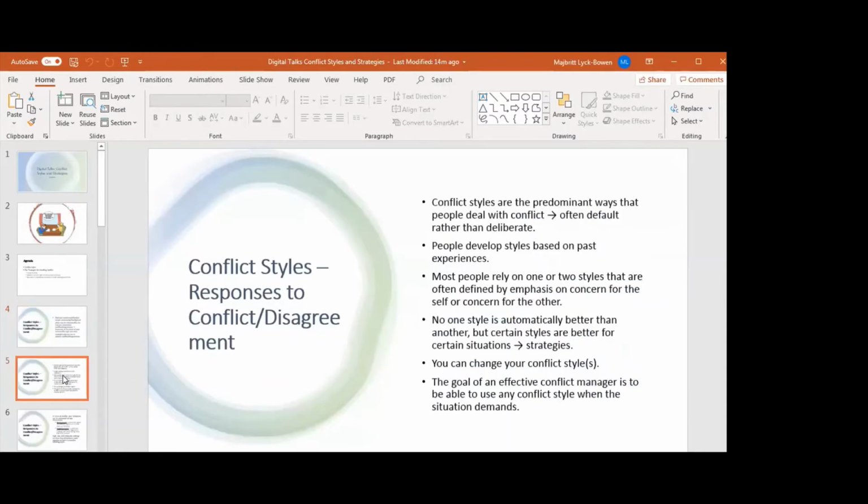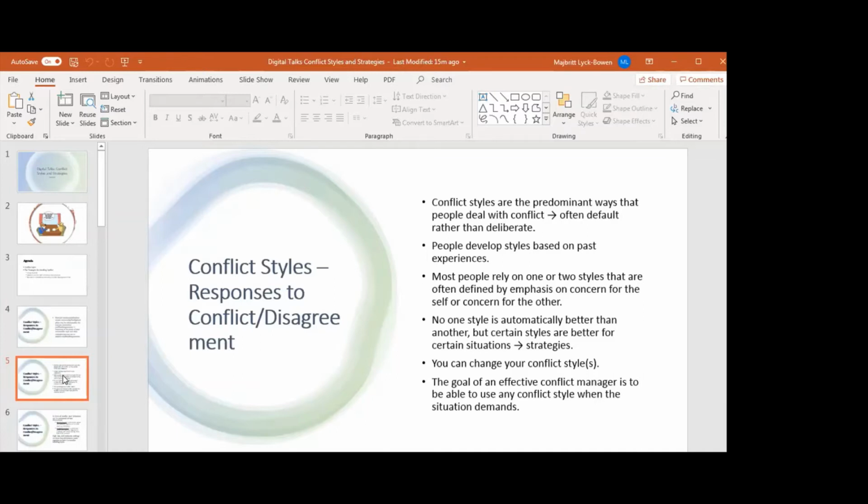Okay, so most people really have one or two conflict styles, and we'll be coming back to what the different conflict styles are in a moment. But most people have one or two dominant ways that they deal with conflict, and often this is not something that they really think about. This is just a default way of dealing with a particular situation, and these particular styles are quite often based on what people have experienced in the past. But the important bit about this really is that you can make conscious choices to change your style. So no matter what your style is, you can make a conscious choice that you want to deal with things differently.